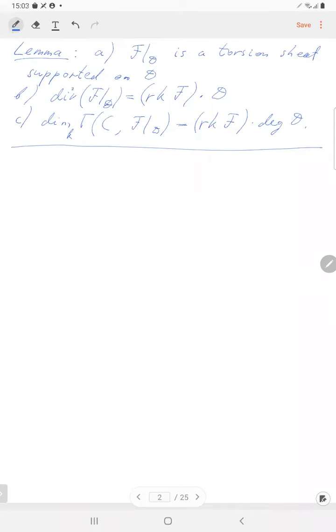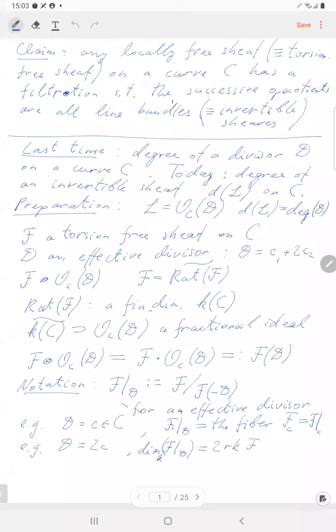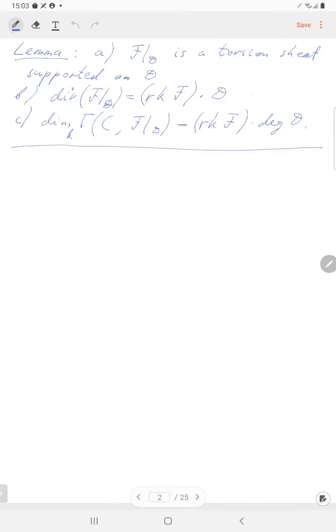Well, for example, you may use this result at the top of the previous page. You can filter your torsion-free sheaf F such that the associated graded is the direct sum of invertible sheaves, and an invertible sheaf locally looks like just the sheaf of functions, the structure sheaf. Everything is additive here, and for a structure sheaf this is also obvious, so you may do it like this, for example.